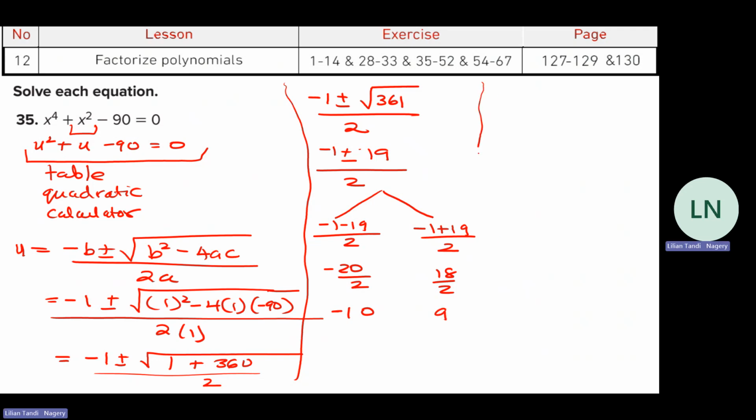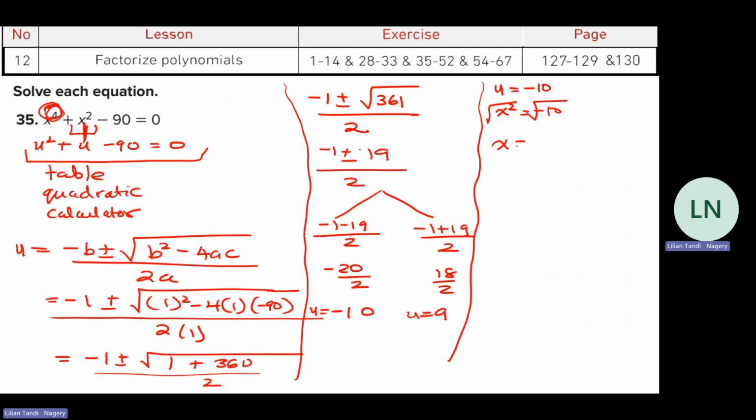After I do that, I need to find my x because these are my u's. If u equals negative 10, and u is also x squared, because you said that here, so x squared equals negative 10. To find x, you're going to square root both sides. And remember, you need 4 roots. So that's also another thing you need to remember.